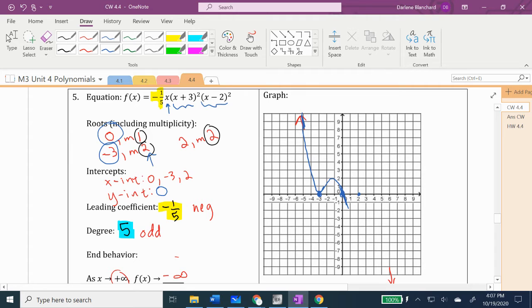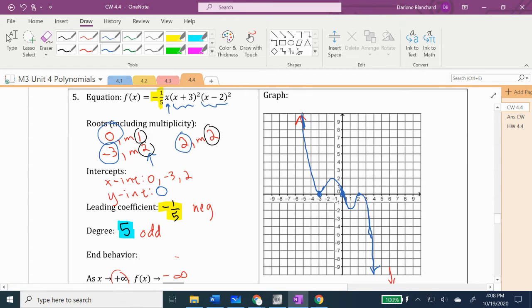Then 2 is the very last one, +2. +2 has a multiplicity of 2, so I will bounce off the x-axis on that one. So I don't know how far down I go, but I do know I have to come back up and bounce off.